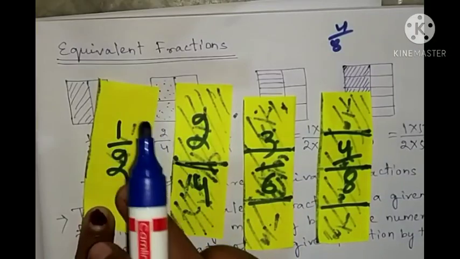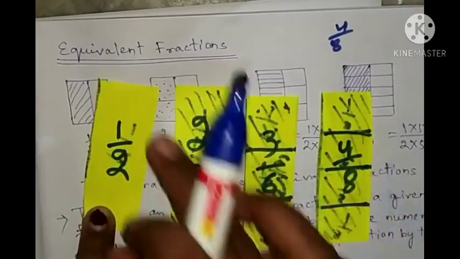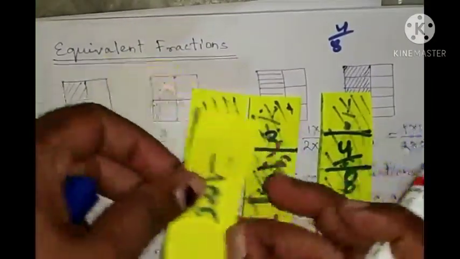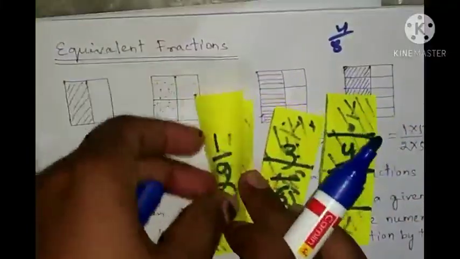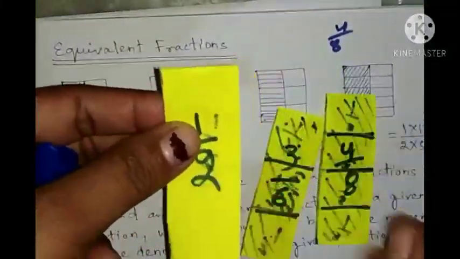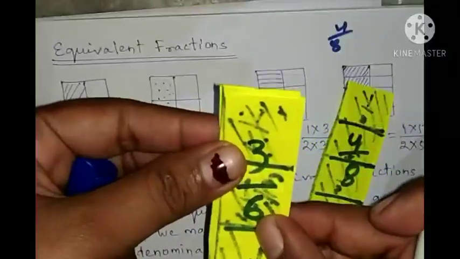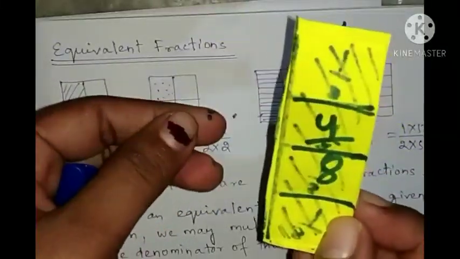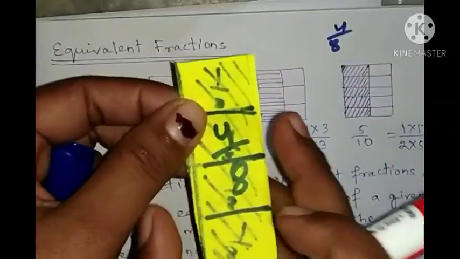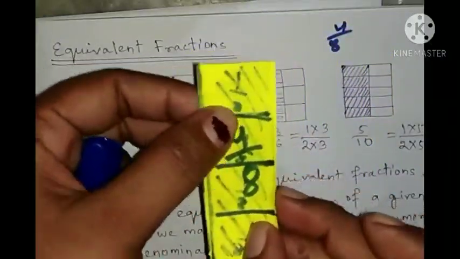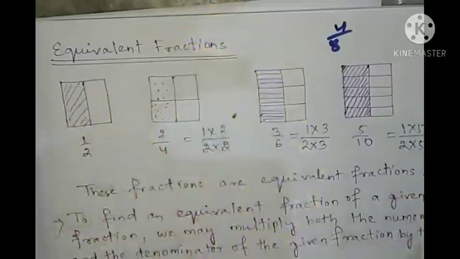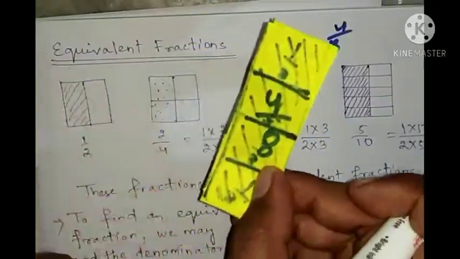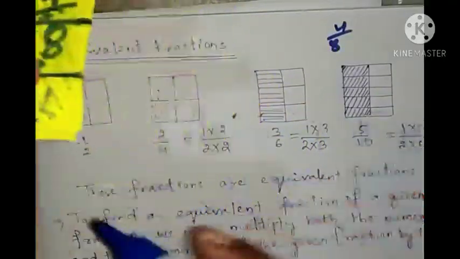So look here, these are equal. This size you can put on this, and you can put it on this. All are what? Equal. They are equal in value or size, but the fractions are different.